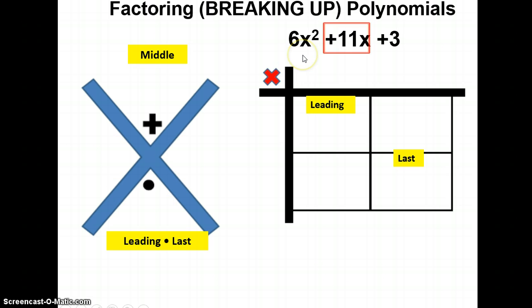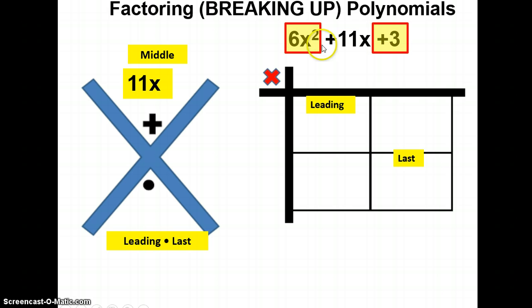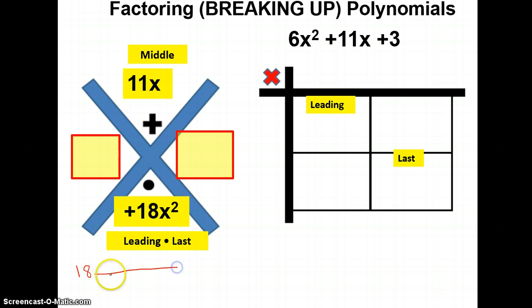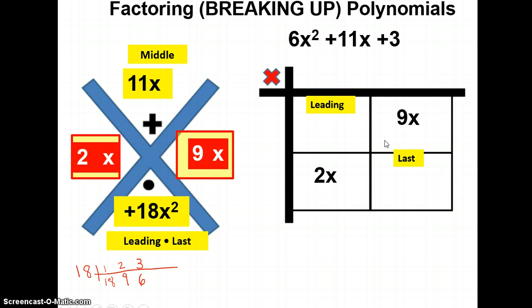Let's try this one. Middle term is 11x. Last times first is 6 times 3, 18x squared. All right, what are my two numbers? If I add them together, I will get 11. Again, if you need to, write out your times tables for 18. 1 times 18, 2 times 9, 3 times 6, 2 times 9. Doesn't matter where I put this 2x or this 9x here. Doesn't really matter.